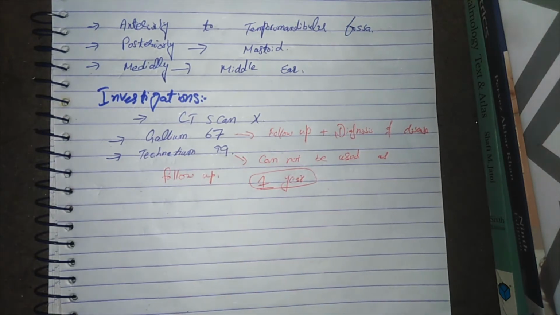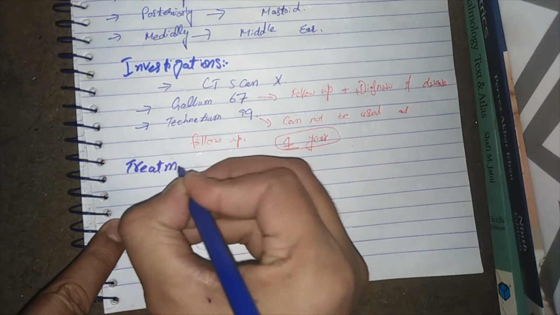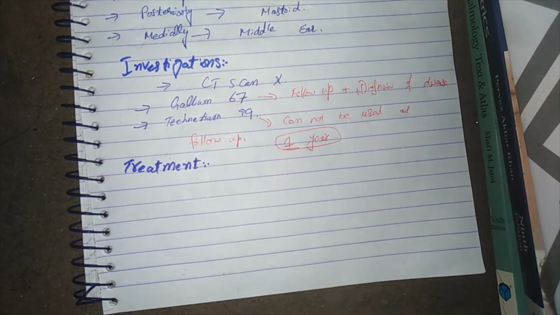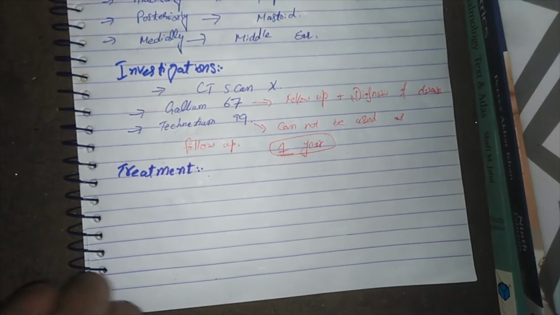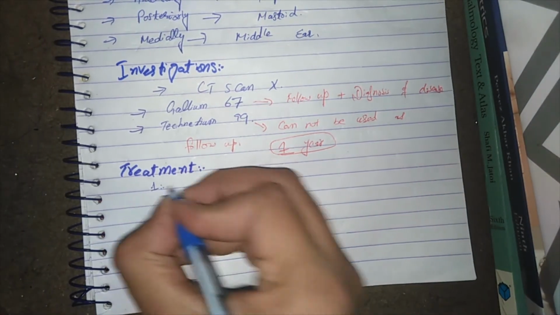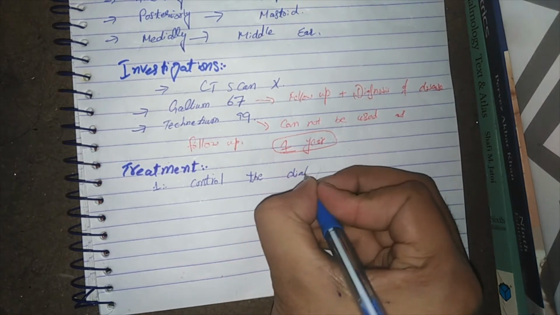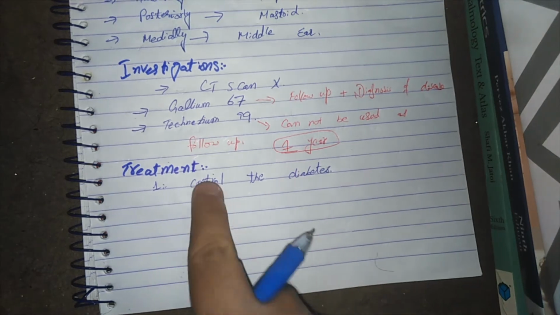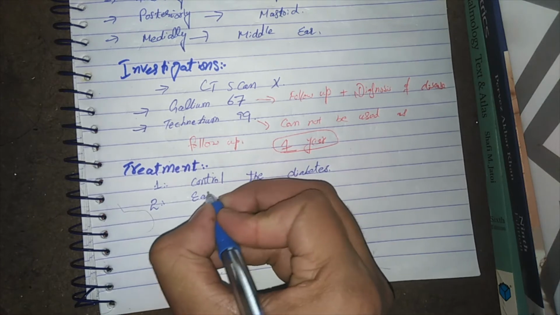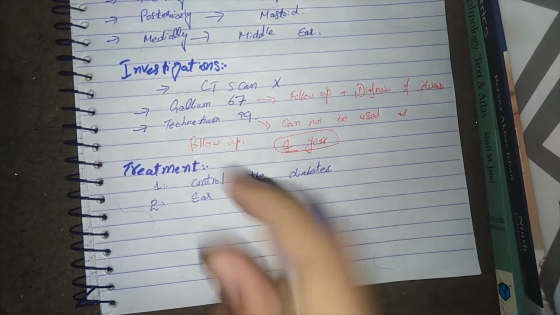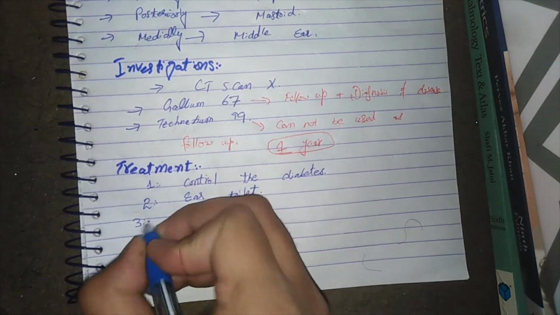Now we will discuss the treatment of malignant otitis externa. First of all, we have to control the diabetes. Controlling of diabetes is very important, because if we cannot control the diabetes, this infection cannot be controlled. So we will first control the diabetes. Then we will do the ear toilet. This will remove all the debris and waste material from the ear. And then we will give the antibiotics.